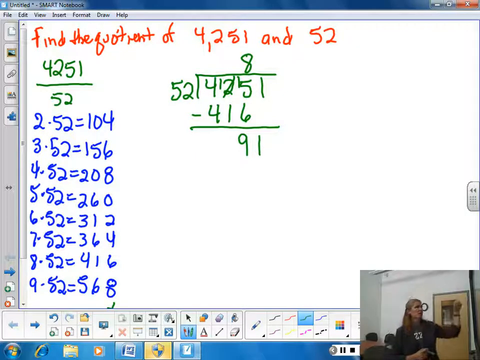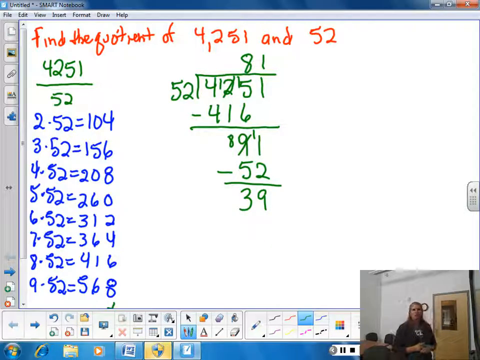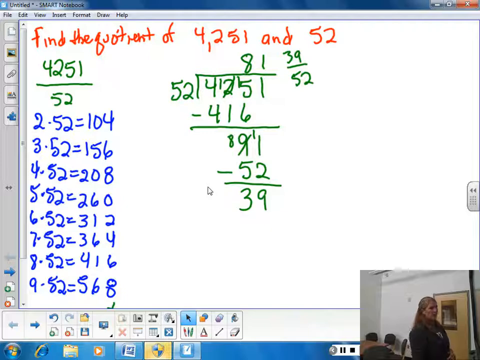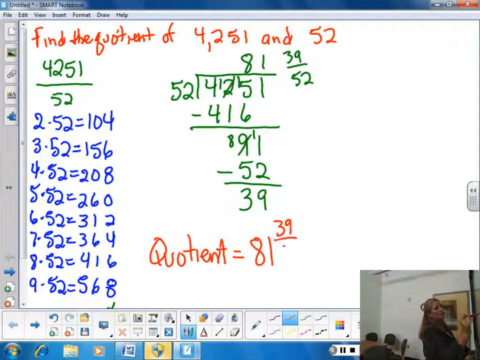How many times does 52 go into 91? Well, look, even 2 52s is too much. So it just goes one time. And borrowing, 11 minus 2 is 9, and 8 minus 5 is 3, so we get 39. So that's my remainder, and again, I'm going to write it as a fraction, 39 over 52. That's what I think my answer is. The quotient is 81 and 39 over 52.